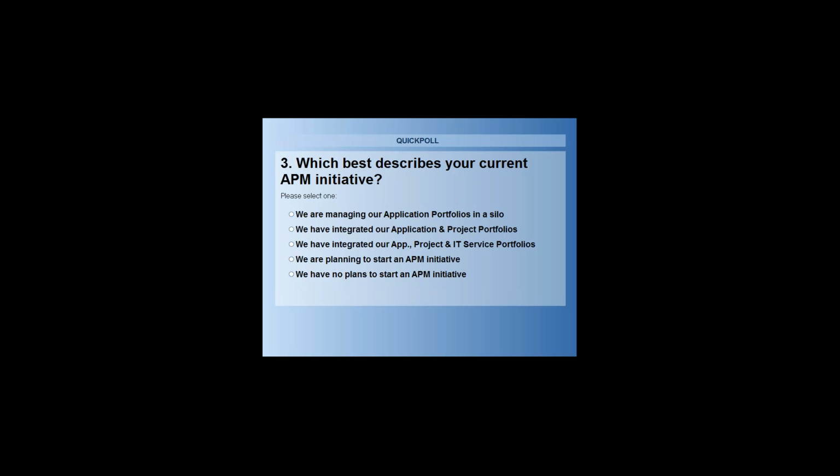The last two: we are planning to start an APM initiative, or the last option is no plans at this stage to start an APM initiative. So we're managing applications in a silo. We've integrated our project and application portfolio. We've brought together all our key domains in IT, projects, infrastructure, applications. We're planning to start an APM initiative soon, or there are no plans at this stage. So let's give it another 5 seconds or so, and then we'll close the polls.